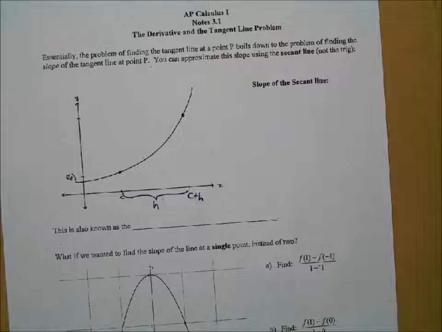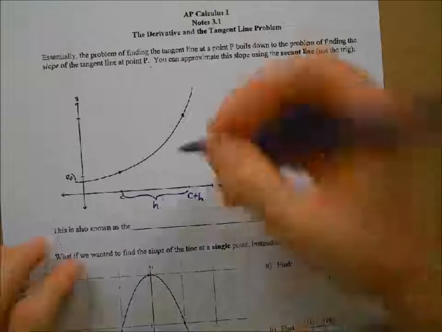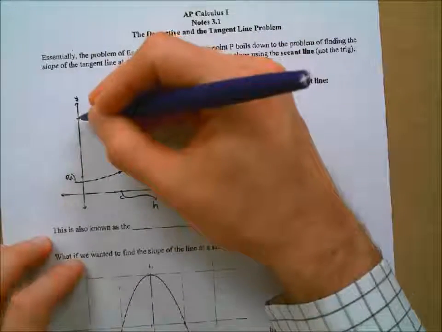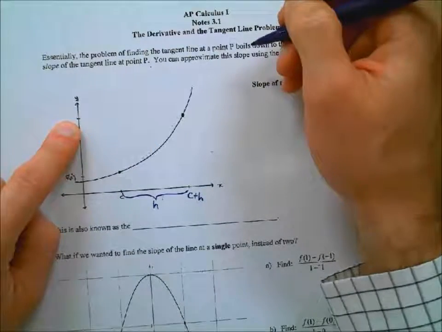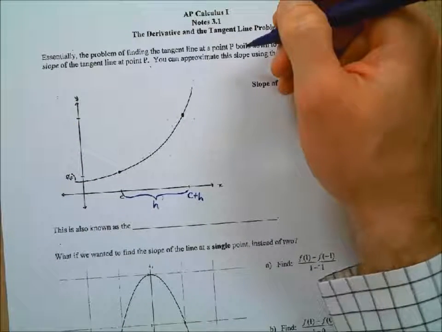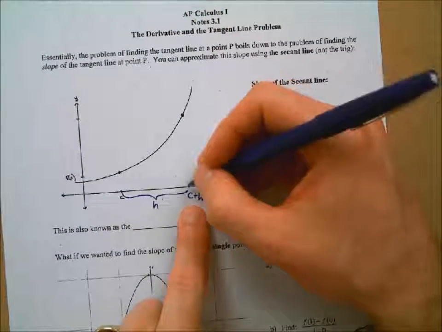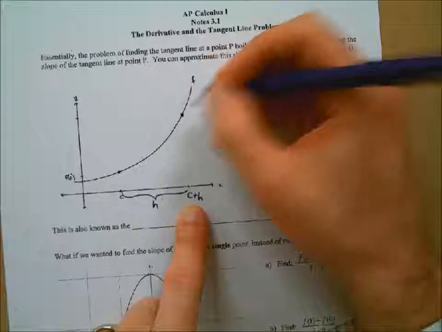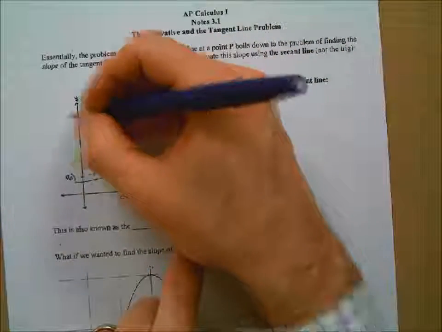And if that's c plus h, and we go up to this point and then over, what's this y-coordinate? What can we express this y-coordinate as? F of c plus h, right? Again, this c plus h is the x-coordinate, which gets us to this point on our function. This is f right here. And so then the y-coordinate here would be f of c plus h.